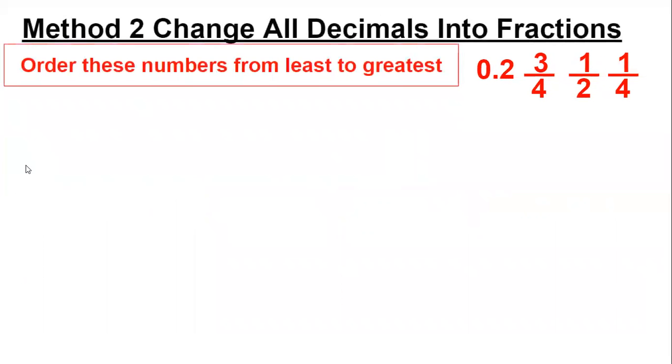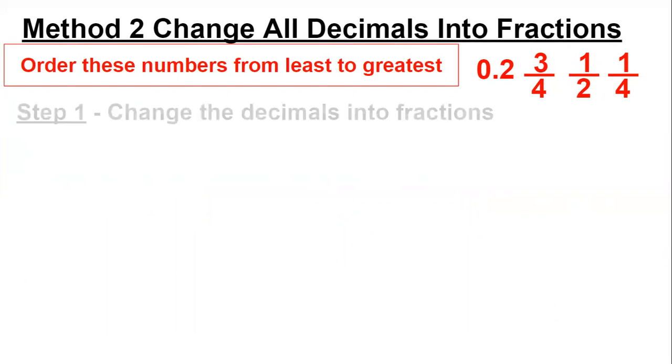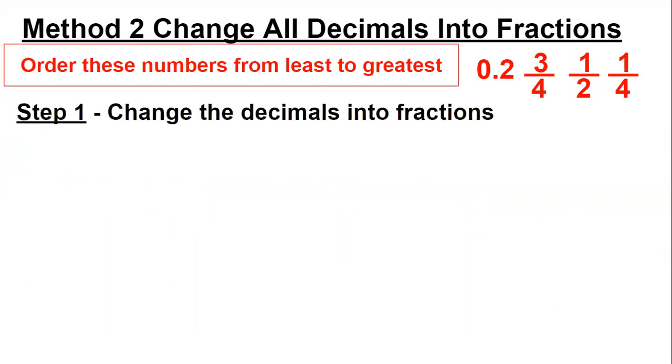Now we're going to do method 2. We're going to change all of the decimals into fractions. This one will take a little bit less time just because we had 3 fractions to start with. Order these numbers from least to greatest, same numbers. Step 1, this time we're going to change the decimal into a fraction. So 0.2, how do I make that a fraction?